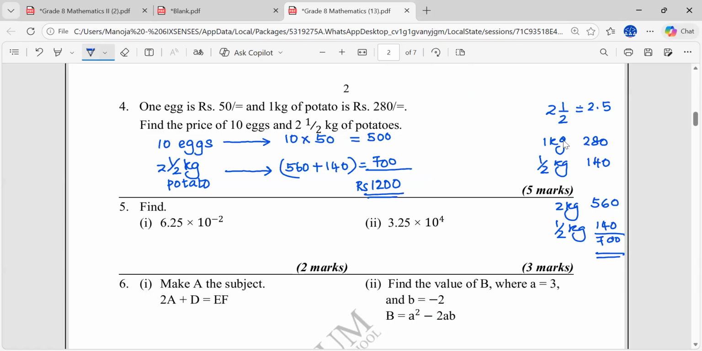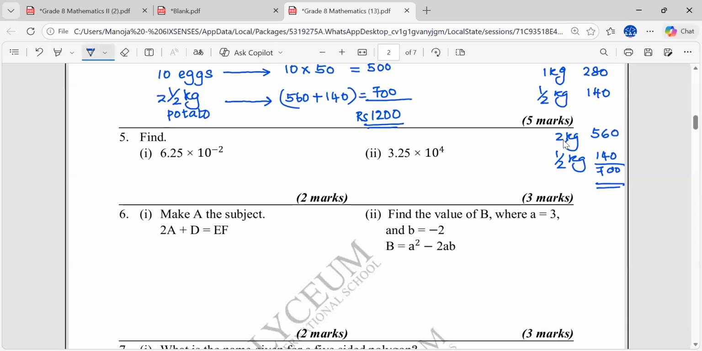So the next one, when you want to find the value, first you convert the negative index into positive index, 10 to the power 2. Then 10 to the power 2 means 100. So that means 6.25 multiplied by 1 over 100. You multiply by 1 over 100 means you divide by 100.